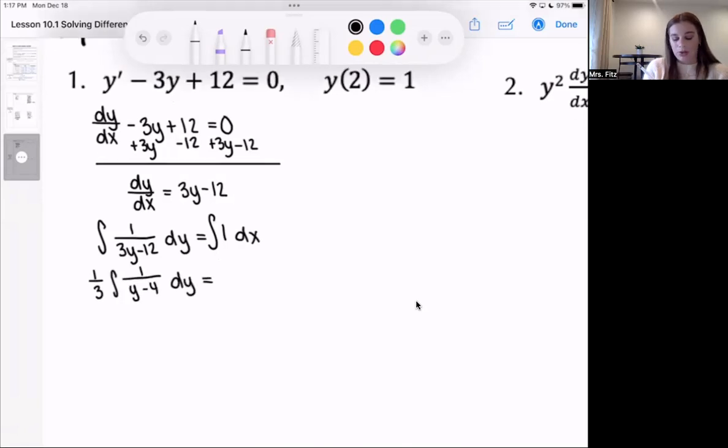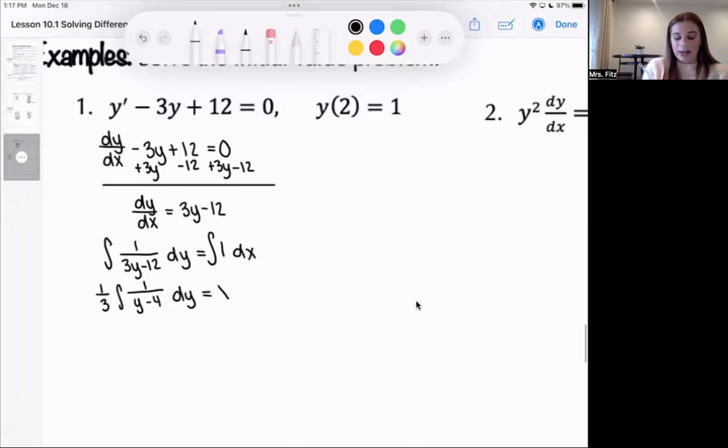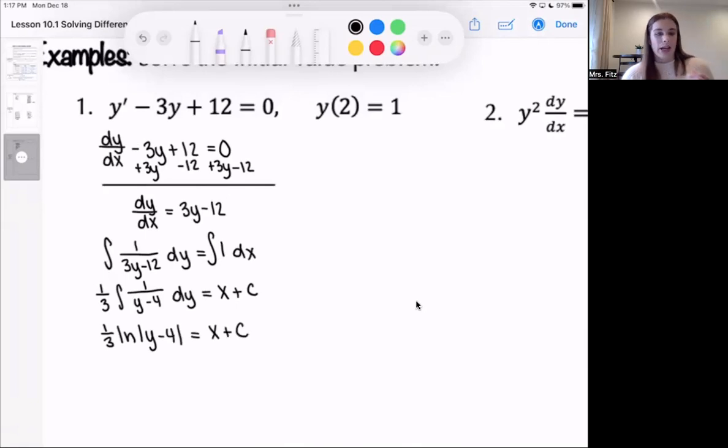And that's completely up to you if you want to do that, is equal to x plus c. Okay, well, the integral of 1 over y minus 4 is equal to 1/3 times the natural log of the absolute value of y minus 4. Now, if you used u-sub, you should get the same answer still, and then equals x plus c. I would recommend you solve for y first before actually finding c. So let's go ahead and do that. We're going to multiply both sides by 3.